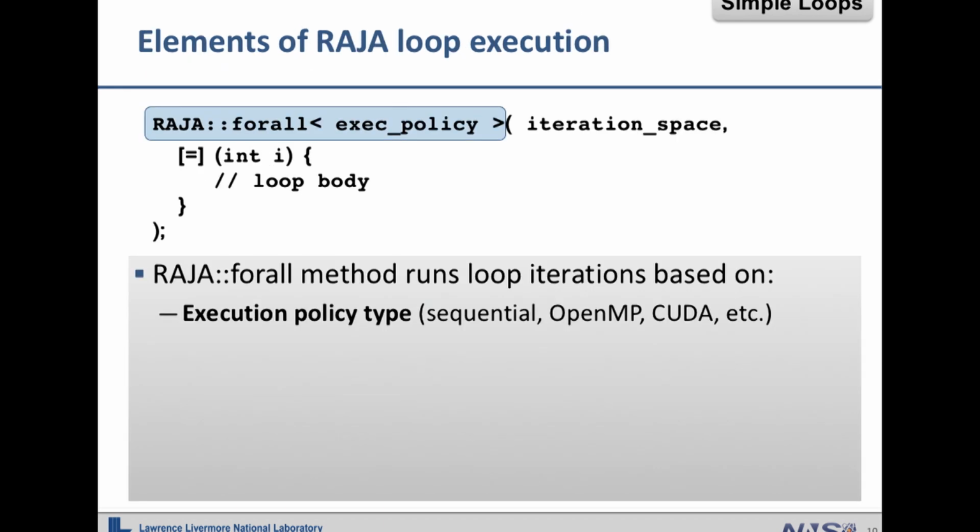So the forall method is just going to run like a parallel for, or it could be a sequential for, but a for loop based on the execution policy type. So this could be something like sequential, OpenMP, CUDA. We pass in, as the first argument, an iteration space object. So the range segment was just this contiguous range of indices, and we have a few other types that I'll get into a bit later in the tutorial.